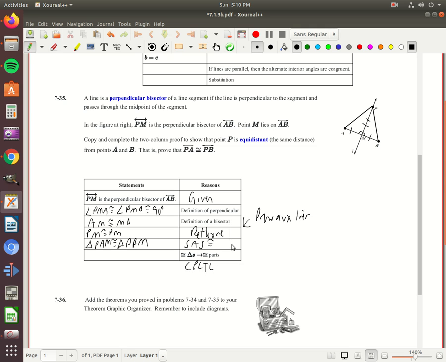So we need to say something is true. Well, I'm trying to prove PA is congruent to PB, so I think I'll say that here. PA is congruent to PB because of CPCTC. Alright, let me pause and set up the last of the proofs. There's a couple more, I think.